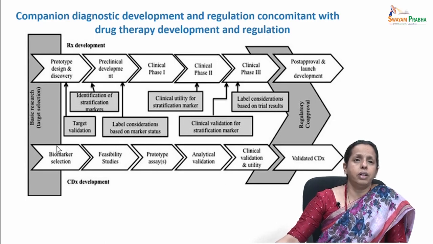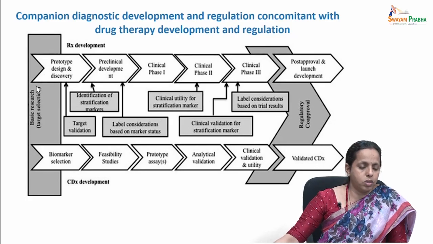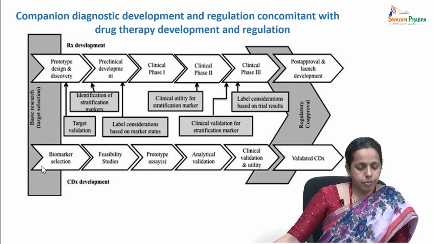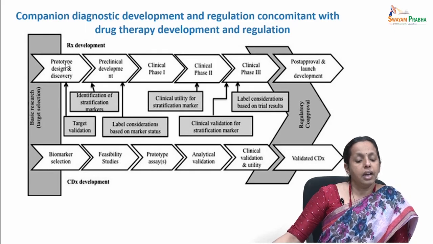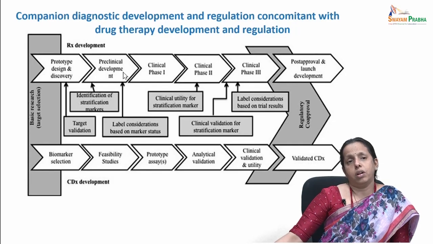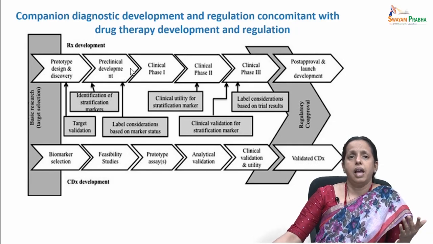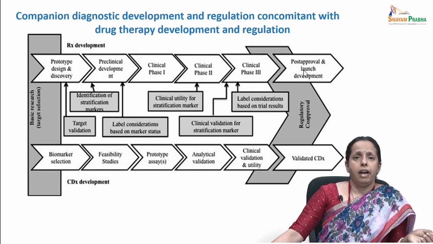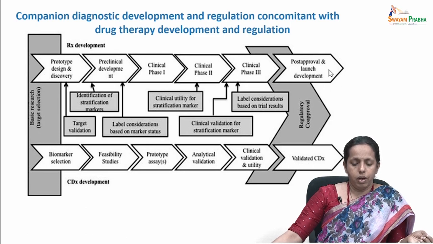What is happening with the treatment also? This is a similar basic approach. Target selection: for this particular target biomarker, how is the response to the treatment? You have a drug prototype in drug design and drug discovery, and then preclinical development, where you go for your mouse models or other animal models, and then clinical phase 1, phase 2, phase 3, and then post approval and launch.